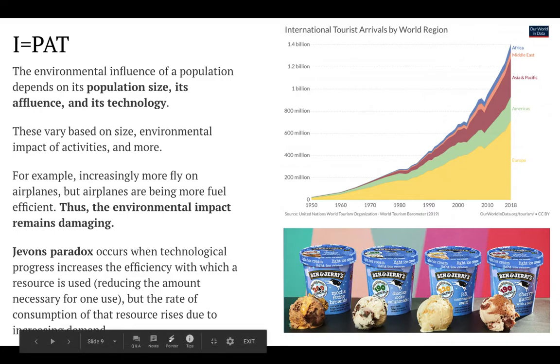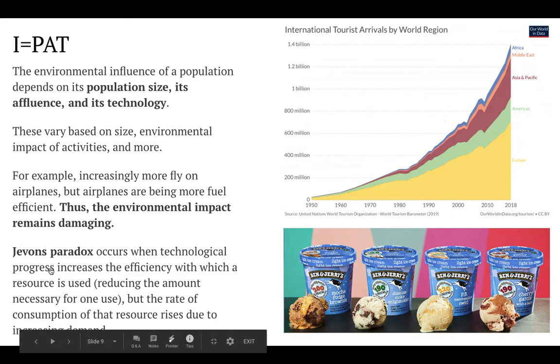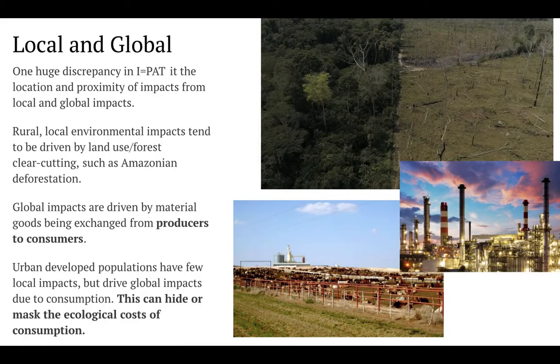They've reduced the calories, the cost of eating a full pint of ice cream, which means you're more likely to actually eat the entire pint of Ben & Jerry's rather than if you had a normal pint of Ben & Jerry's. So Jevons paradox is all about increasing efficiency, but then having the consumption increase as a result.